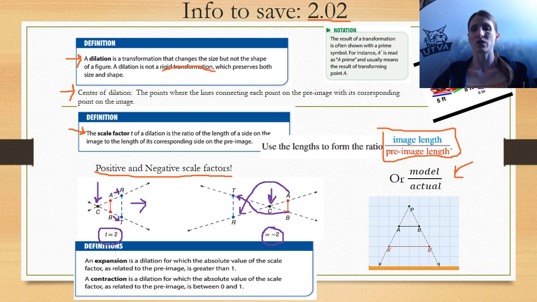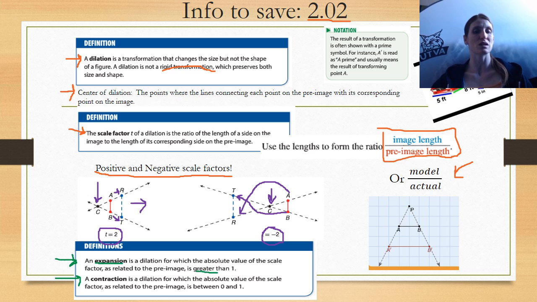And the very last thing here, I know there's lots of information, is this idea of expansion and contraction. So these are another word for making it bigger or smaller. So an expansion is dilating it and making it bigger. So an expansion is going to be greater than 1. So when you have this scale factor right here where it says 2, that's actually an expansion. It's getting bigger. Now I want you to understand something else here. It says absolute value. So absolute value meaning that it doesn't matter if it's negative or positive. Absolute value will always make the number positive.